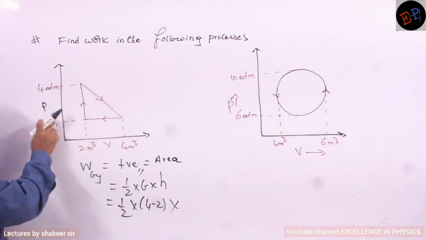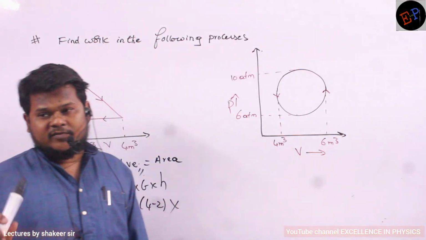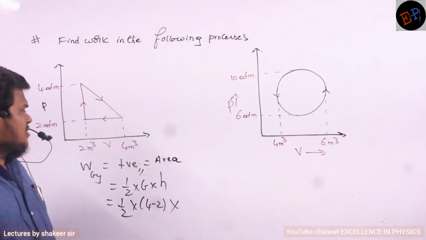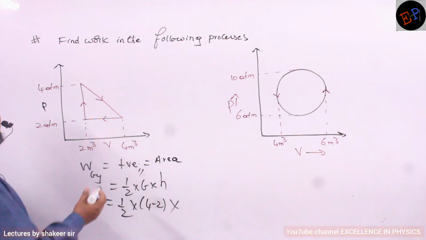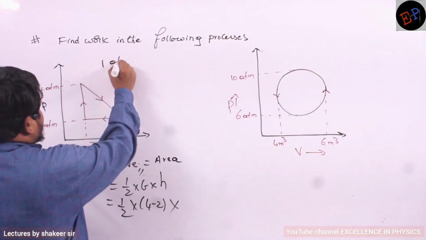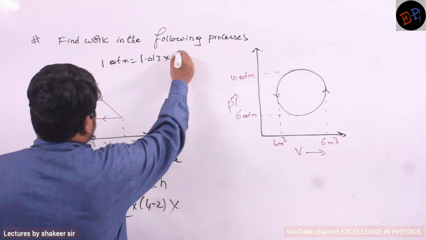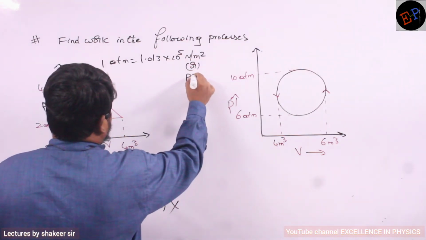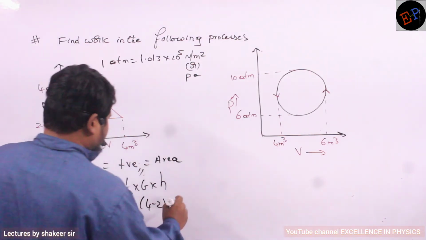But the problem here is that pressure is given in atmosphere. Atmosphere is not the SI unit of pressure. Newton per meter square is the SI unit, which you can also call Pascal. So I am writing the units here: 1 atmosphere is equal to 1.013 into 10 power 5 Newton per meter square, or simply Pascal.